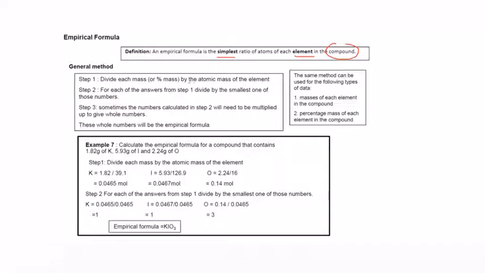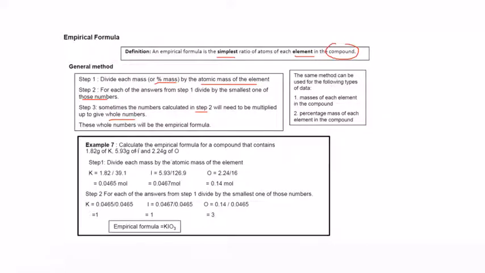Sometimes percentage is given, sometimes mass is given, or sometimes percentage by mass is given. So what is step one? Divide each mass or percentage by the atomic mass of the element. That's the first step. What is step two? For each of the answers from step one, divide by the smallest one of those to get the simplest ratio. Then sometimes the numbers calculated in step two need to be multiplied to give whole numbers. Those whole numbers will be the empirical formula.